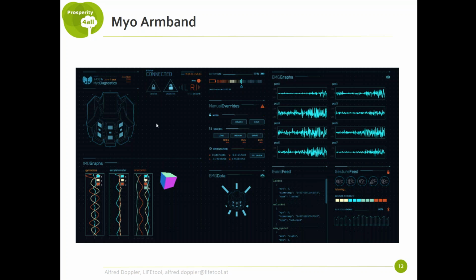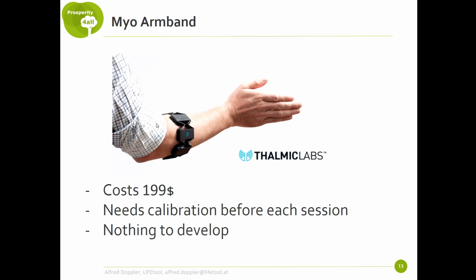So the thing was, why did we not keep on going with this thing? One thing is it costs $200. That's not exactly cheap, at least it's not for everybody. The other thing is, because this thing checks for the small currents in your muscle, it means every single time when you put it on your arm, you have to calibrate it, because it is nearly impossible to put on this armband in the same way like last time.